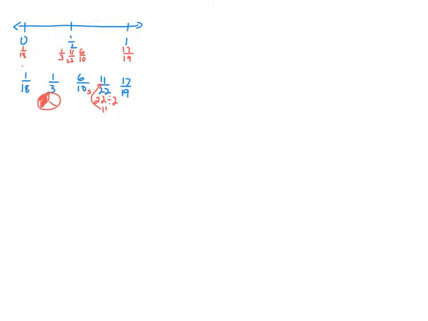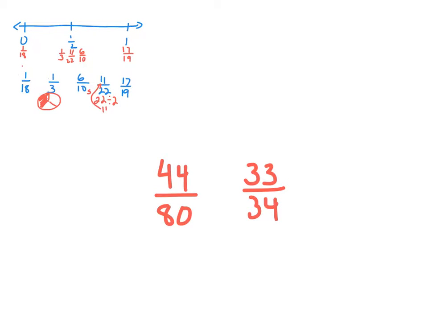Now, what if you did not have as easy of fractions to work with? So what if we had 44 out of 80, 33 out of 34, 7/8, and let's say 3 out of 20.